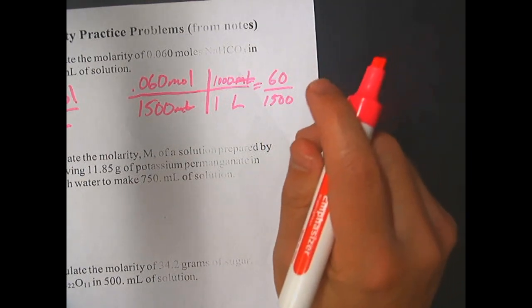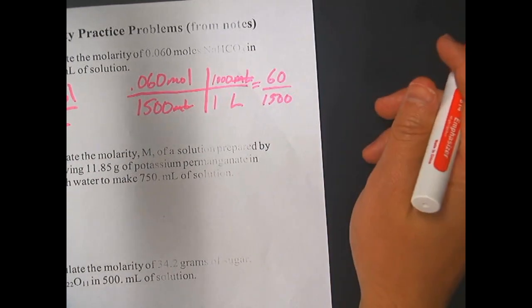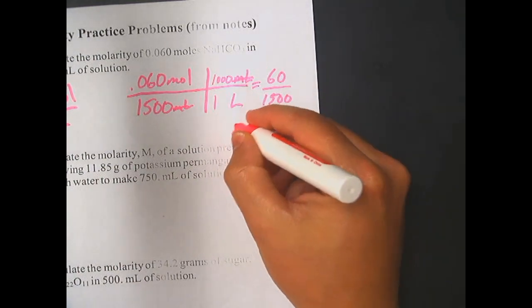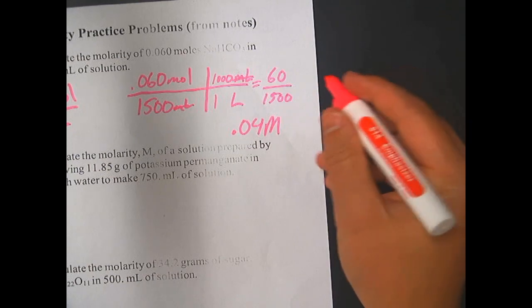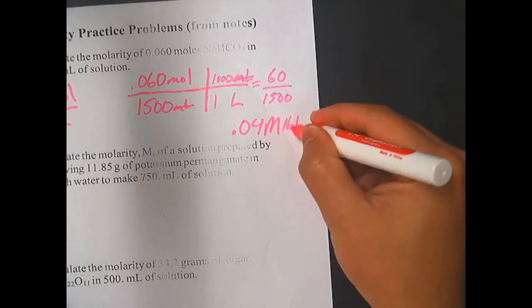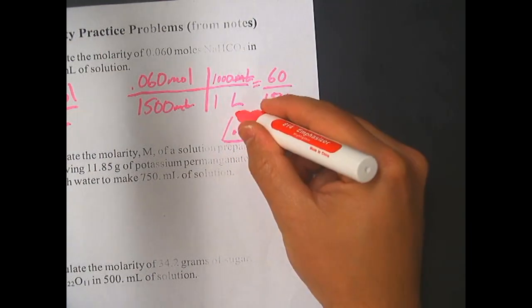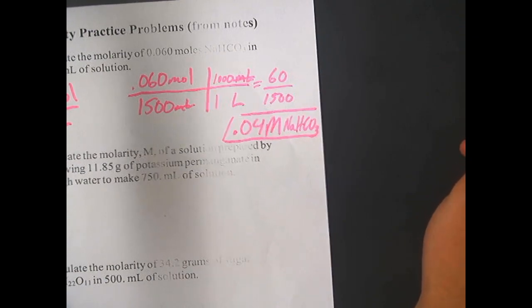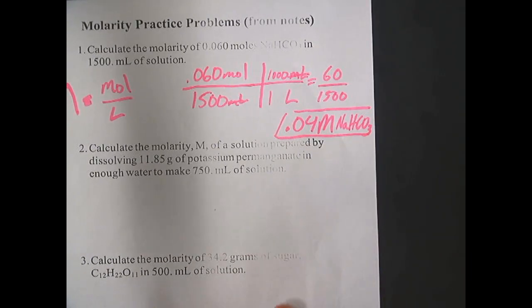Let me double check my math here. 0.06 times 1,000. Yeah. So 60 over 1,500 gives us 0.04 molar. And that's NaHCO3. So this is our final answer. 0.04 molar sodium bicarbonate. Pretty straightforward. Moles divided by liters.